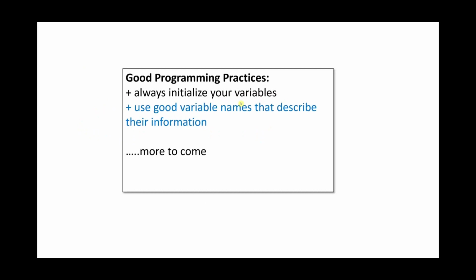So a good programming practice also is to use good variable names that describe the information. And by the way, while I'm grading your assignments, if I see that you named your variables x1, x2, x3, or v1, v2, v3, you get a 0 on your assignment. You should follow the appropriate standards. The standard is to name your variables with good names. So do that.